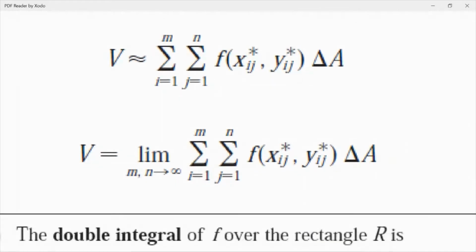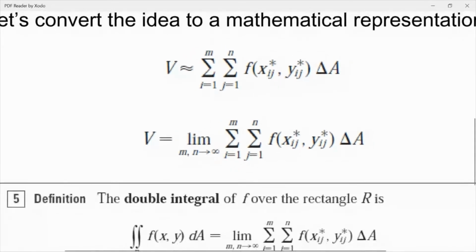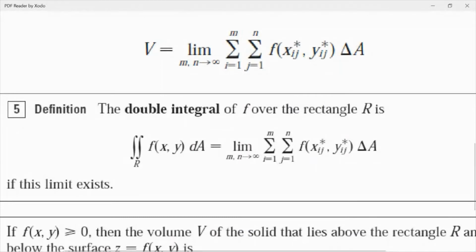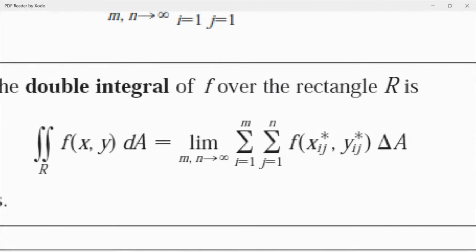Now here what we're doing is we're taking the limit as the size of those subrectangles approaches 0, because we're going to take an infinite number of subrectangles. So we're essentially saying in the x direction and in the y direction, we're going to make those distances get infinitely small. And now that just becomes our double integral notation.